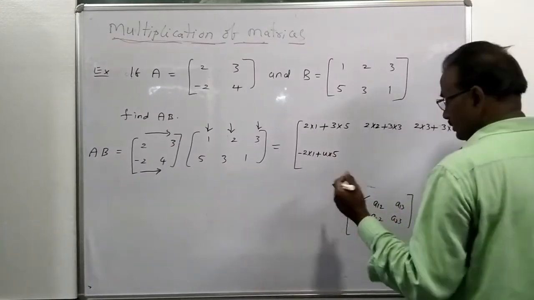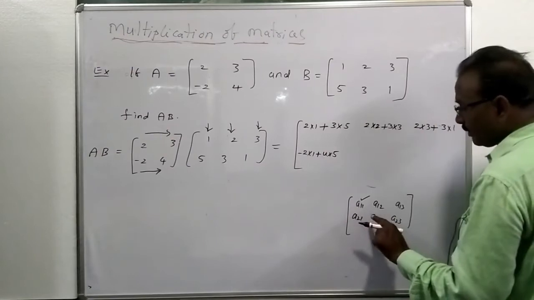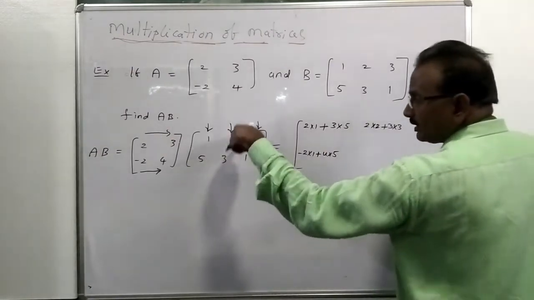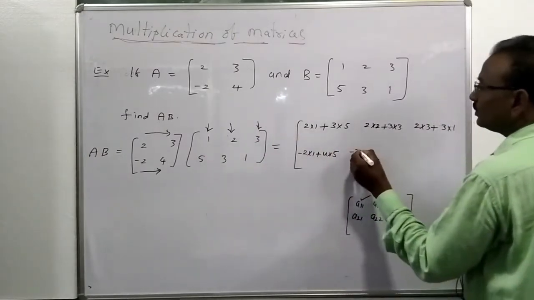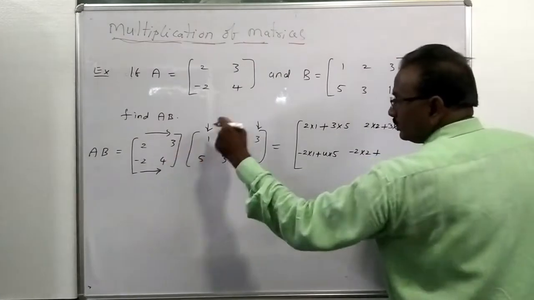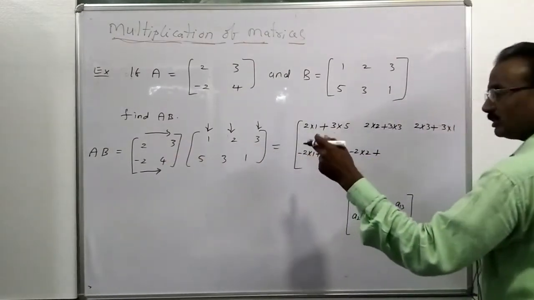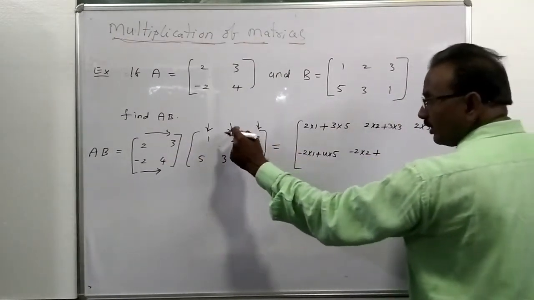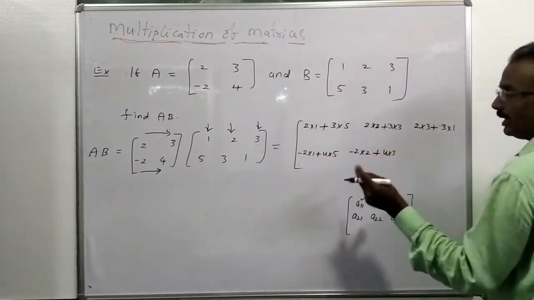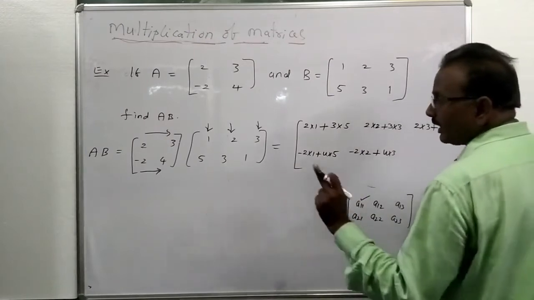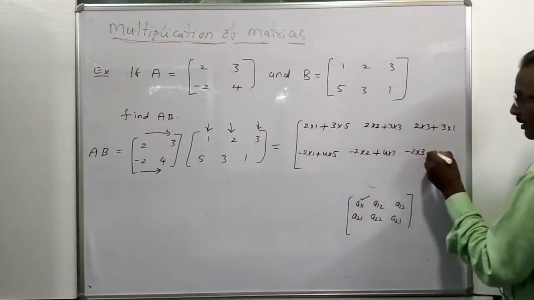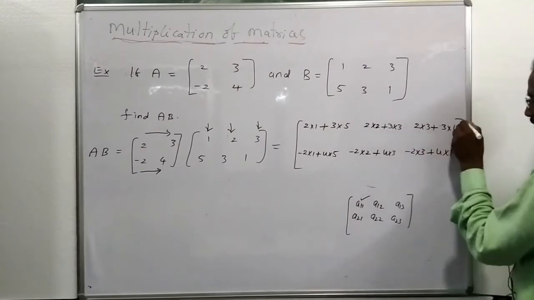Next, A22, that means the sum of the product of the second row with the second column elements. Second row with the second column: minus 2 into 2 plus 4 into the second column element. Second row, second column, second element, 4 into 3. Next, A23 is the second row, third column elements. Minus 2 into 3 plus 4 into 1.